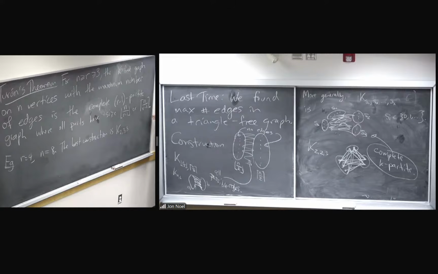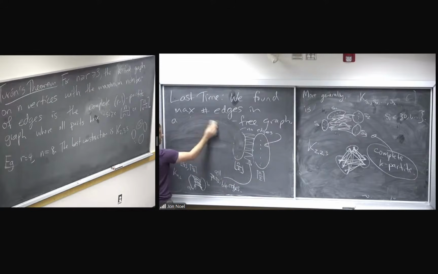So it's not hard to see that these graphs don't have a copy of K_r, because by pigeonhole, if I've got r minus 1 sets and I chose r vertices, you'd have to have 2 in the same set, but there's no edges in those sets, so that would not be a complete graph. Okay. Any questions about the statement?